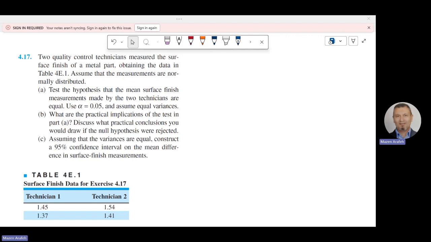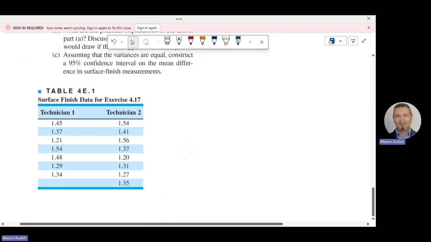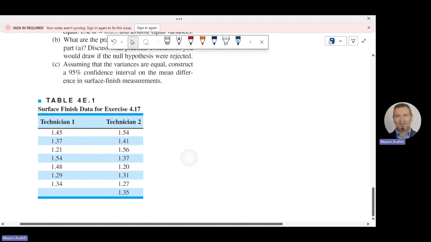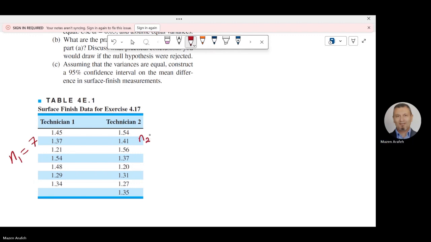So now let's take a look at the table provided. We have technician one, with 1, 2, 3, 4... 7 data points. So we have n1 equal to 7 and n2 equal to 8 data points.